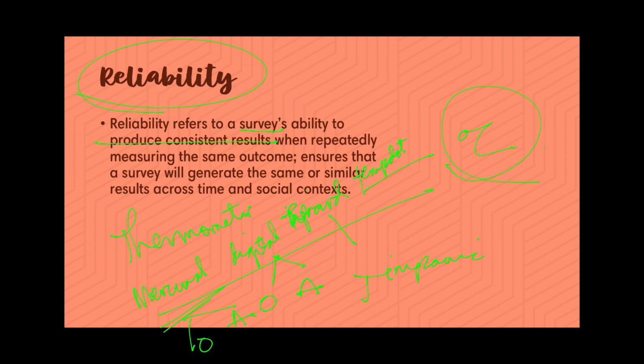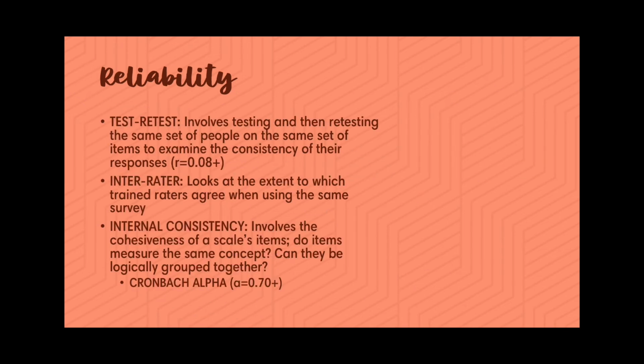Okay? And that is what we will be learning in terms of the statistics, when we do the statistics. Now, there are different types of reliability. The first one is test-retest reliability, which involves testing and then retesting the same set of people on the same set of items to examine the consistency of their responses.